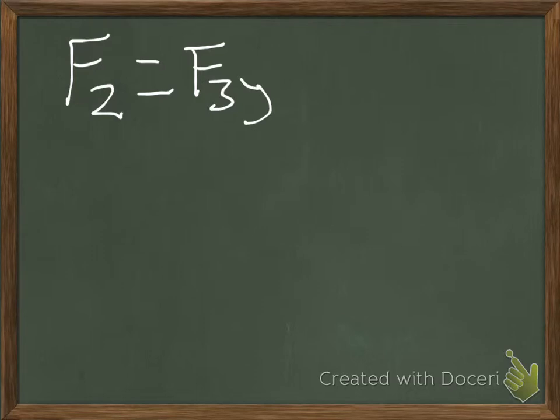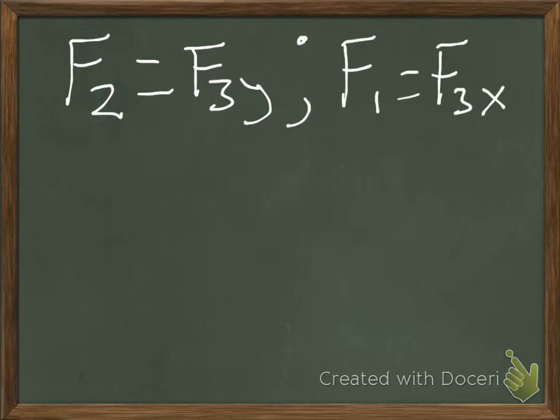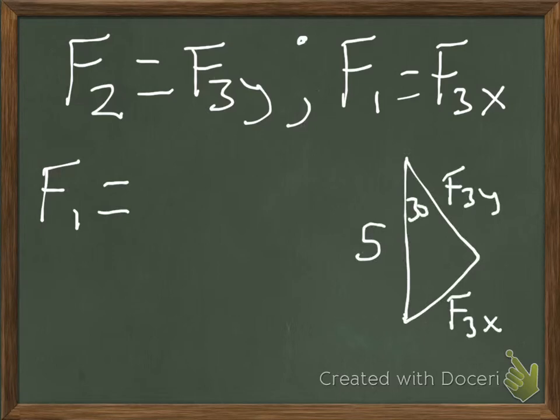So I'm going to write those algebraically. Whatever that force is equal to that one. So F2 is equal to F3y. Then F1 is equal to F3x. Okay, so now we have those equations written down. We can actually try to solve for those. So let's solve for F1 first.